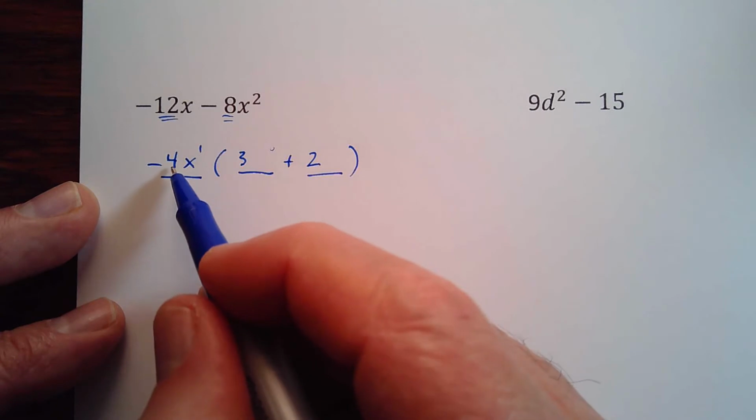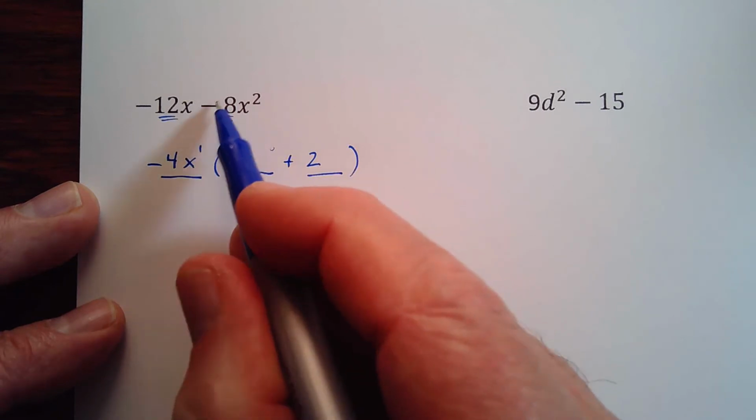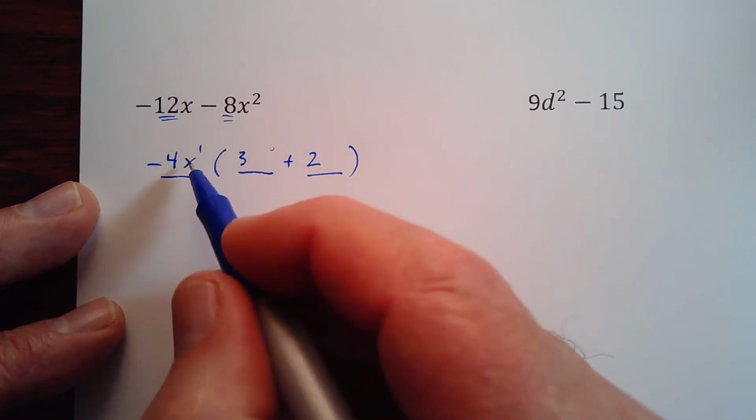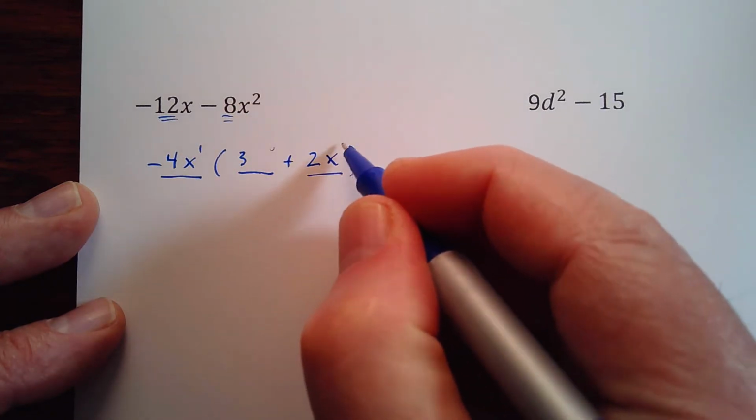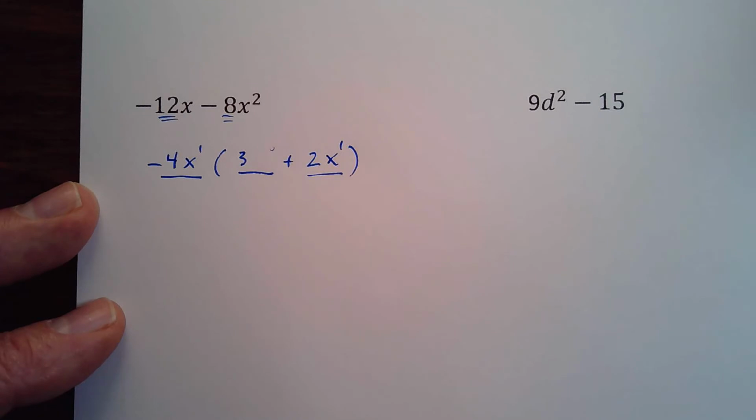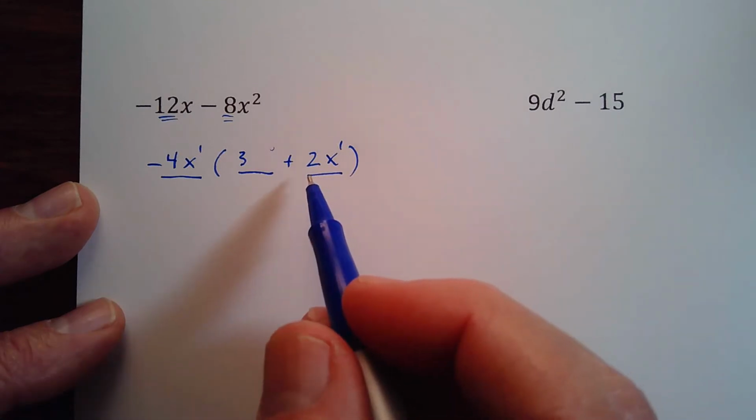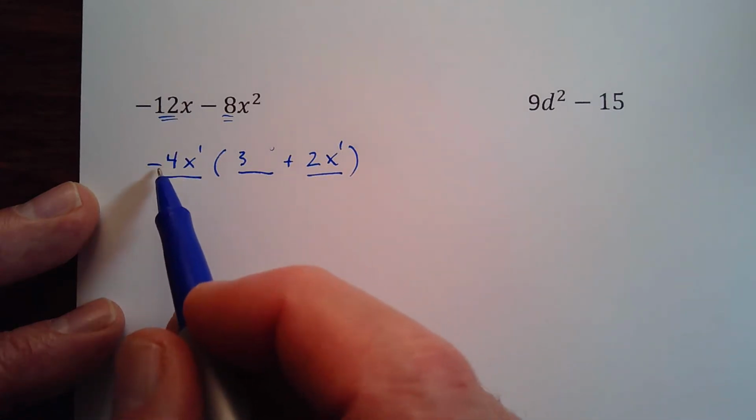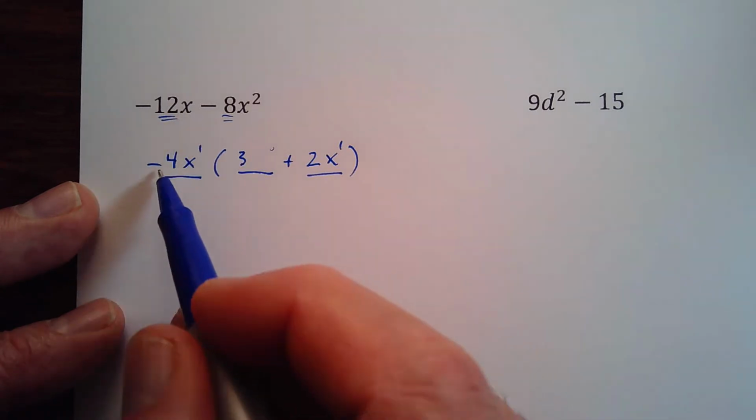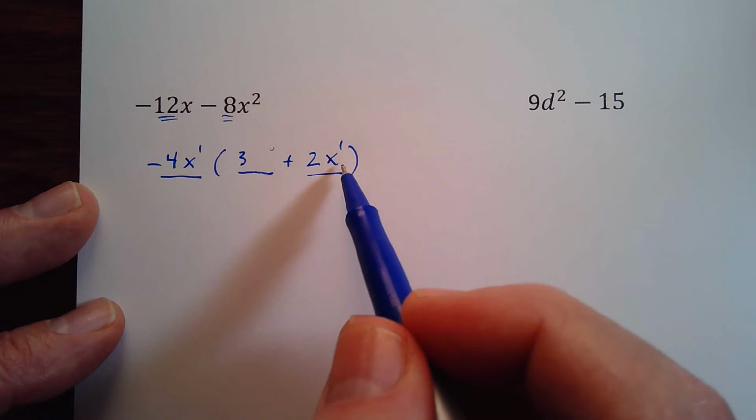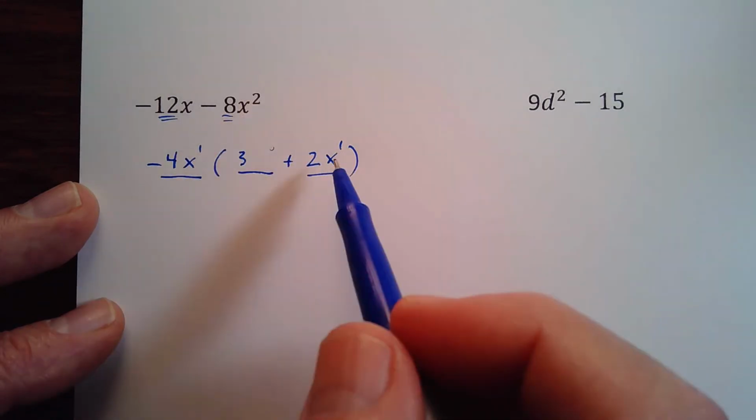That times the 4 will give me negative 4 will give me the negative 8 part of this. And then I've got 1x, but I need 2 of them, x squared. So that gives me x to the 1 for that second term inside the parentheses. Then a quick check. Does negative 4x times 3 give me that first term? Negative 12x, yep. Does negative 4x times positive 2x give me negative 8x squared? And that works as well.